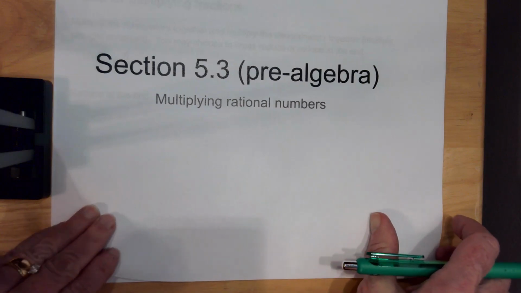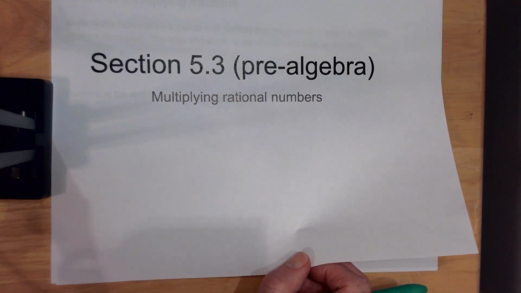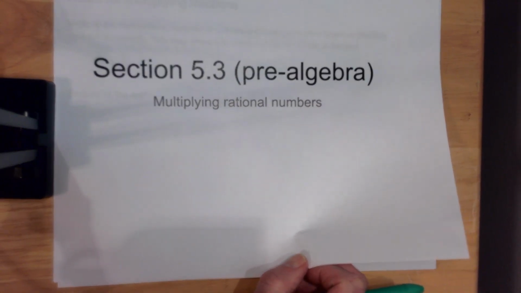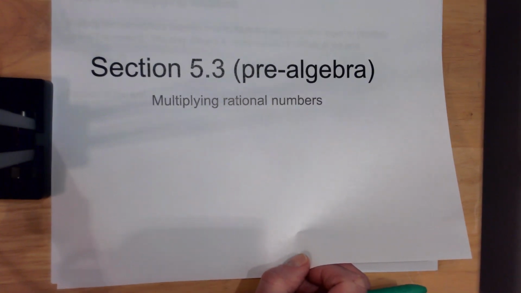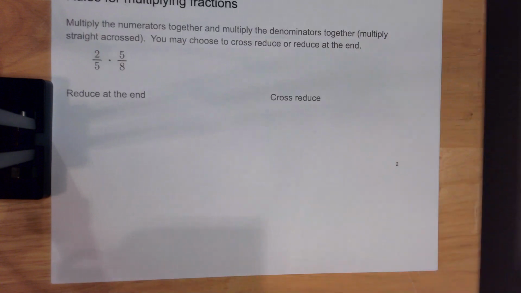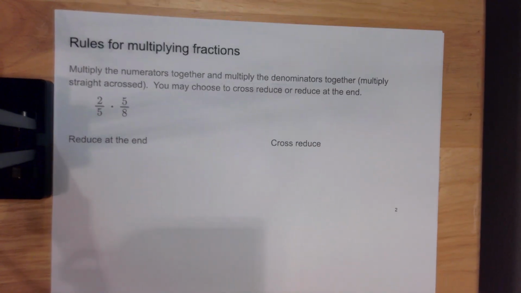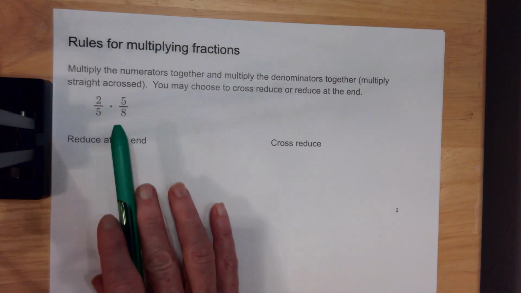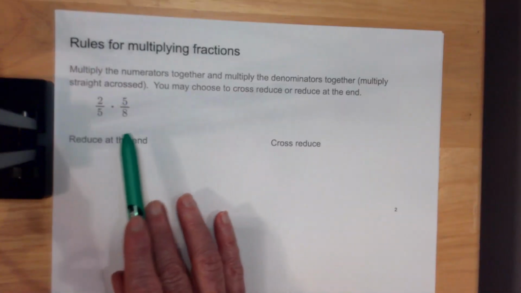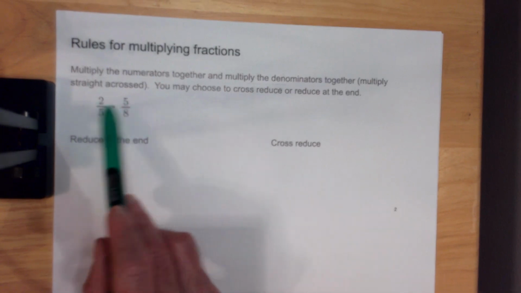Section 5.3 concerns multiplying rational numbers. Remember, rational numbers are numbers that either terminate or they repeat. They're numbers that you can predict the next number in. So, the rule for multiplying fractions: you're going to multiply the numerators together and multiply the denominators together. So you're going to multiply straight across.